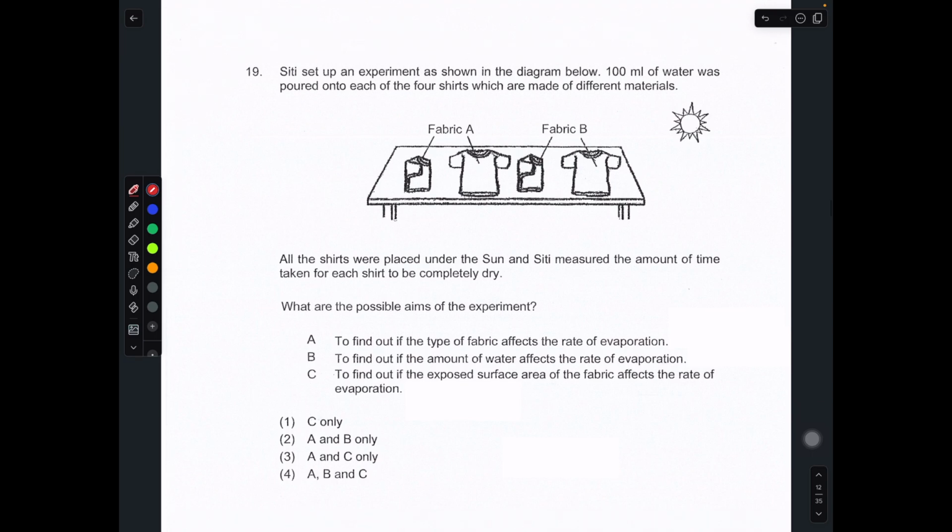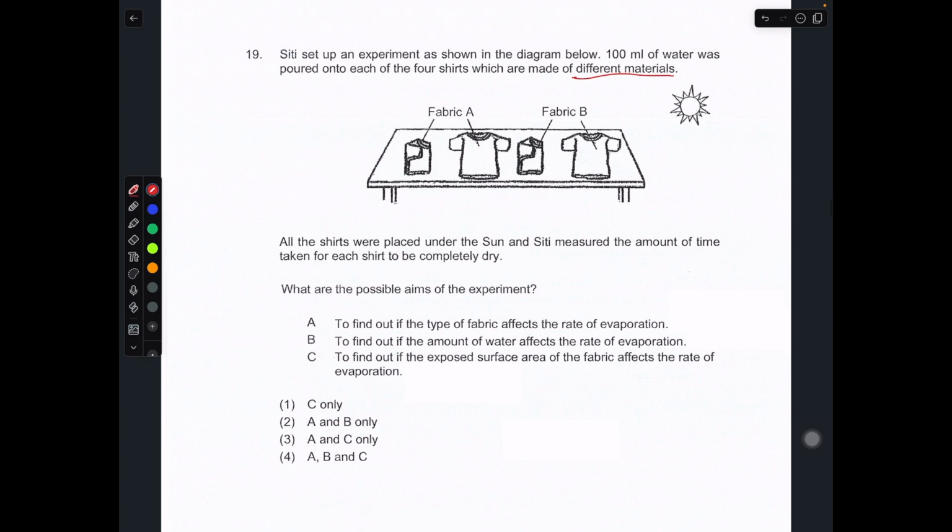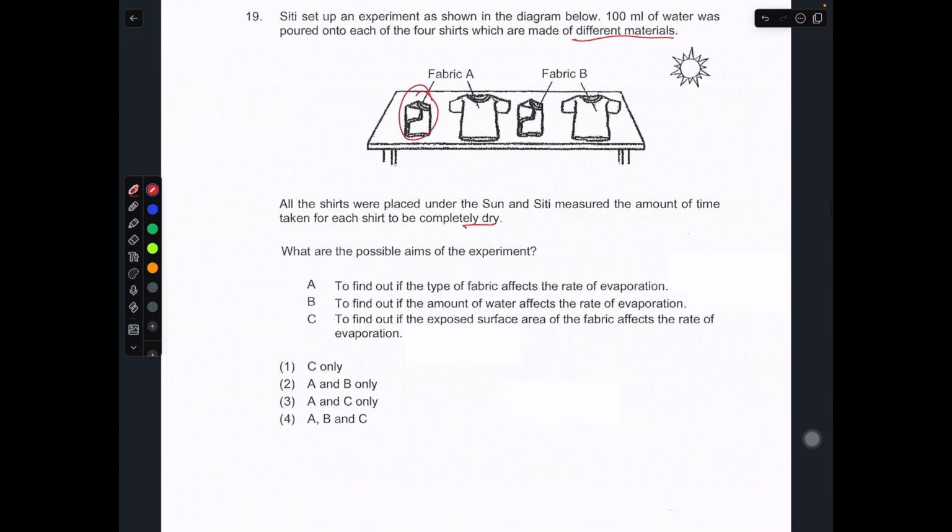CT set out an experiment as shown below. 100 ml was poured onto each of the 4 shirts with different material. All the 4 shirts were placed under the sun, and the CT measured the amount of time taken for each shirt to be completely dry. Okay, so you see this one is folded. This one is also folded. This one is unfolded.